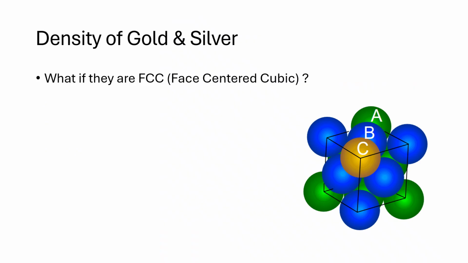All right, now I'll try and get the density of both gold and silver. Both gold and silver are FCC, face center cubic. Face center cubic refers to a type of unit cell. The unit cell is the smallest repeating unit in a crystalline lattice structure and is measured in nanometers.